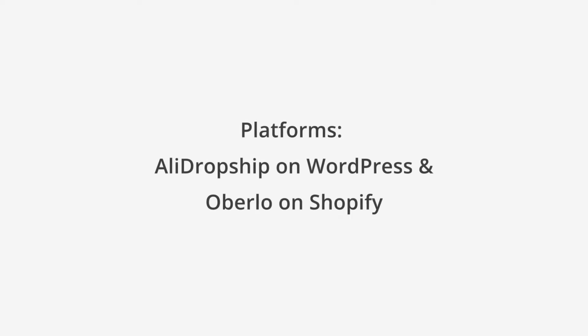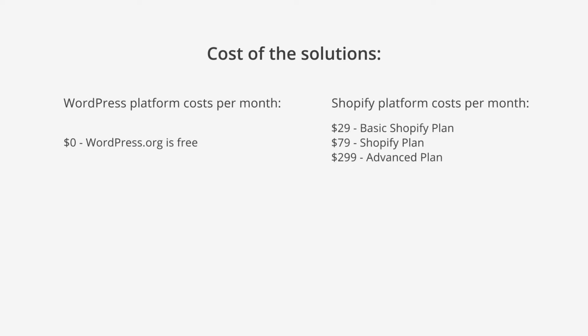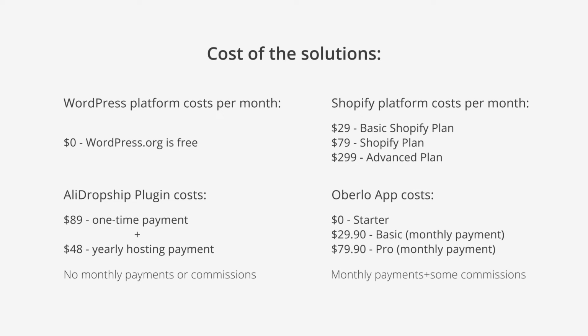These two solutions use different platforms. AliDropship is based on WordPress, though Oberlo uses Shopify platform. What does it mean? We have already compared the pricing difference in one of our previous videos, so you can watch the detailed calculations there. We just want to mention that WordPress platform is free and AliDropship plugin costs only $89 and it's a one-time payment. You won't have to pay any extra commissions and fees for products or transactions to AliDropship, though you will still have to pay some credit card transaction fees if you add any credit card payment gateway.